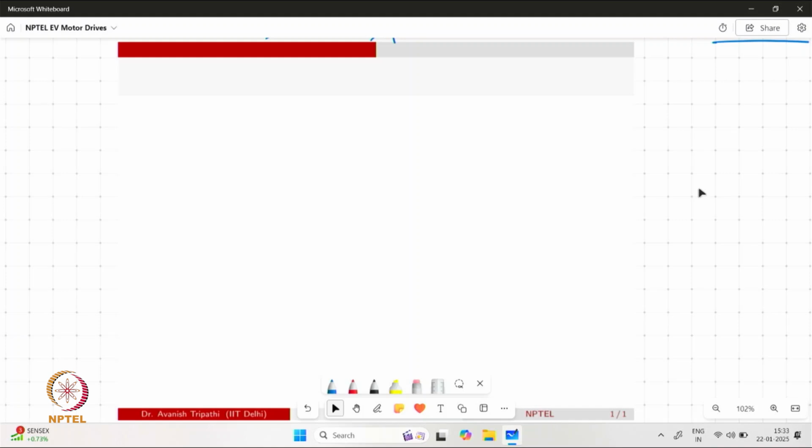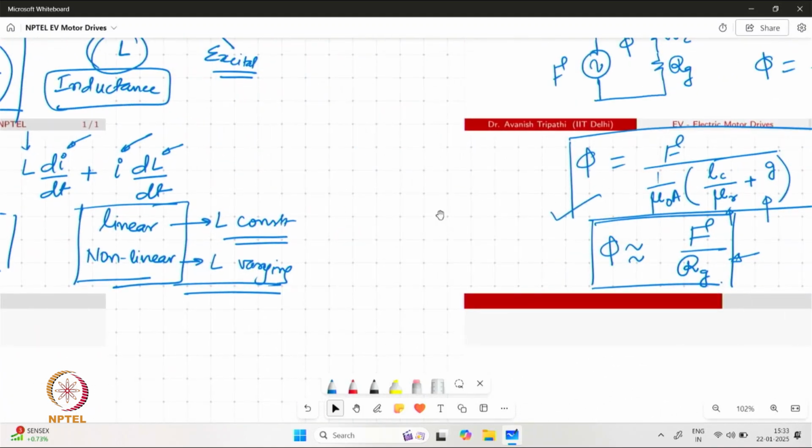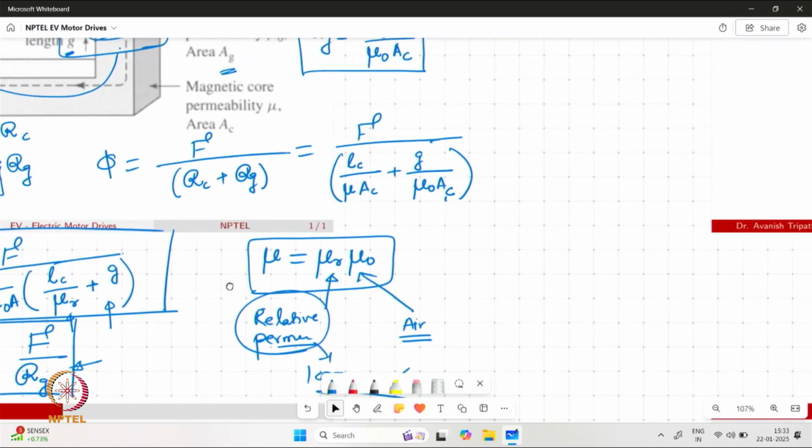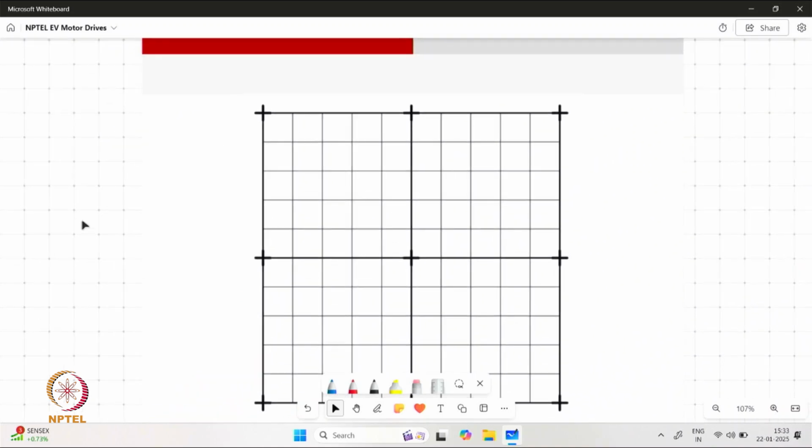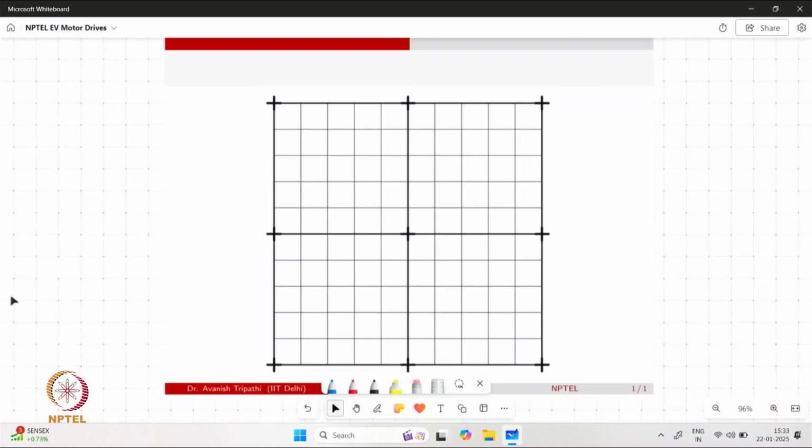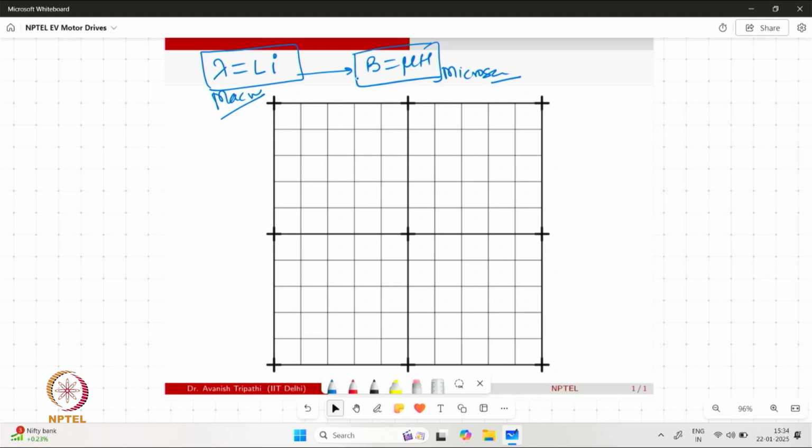So this expression is going to be useful for further analysis. However, at this point, let us take a quick look at another important phenomenon, which is relating the property of the material. When we are talking about the excitation, say we are providing excitation I and we are getting the flux linkage of lambda, it is essentially the same expression as B equals mu H. So one equation is basically true at microscopic level, and another expression, lambda equals Li, is relating to a particular geometry, but essentially it is the same phenomenon occurring over there.